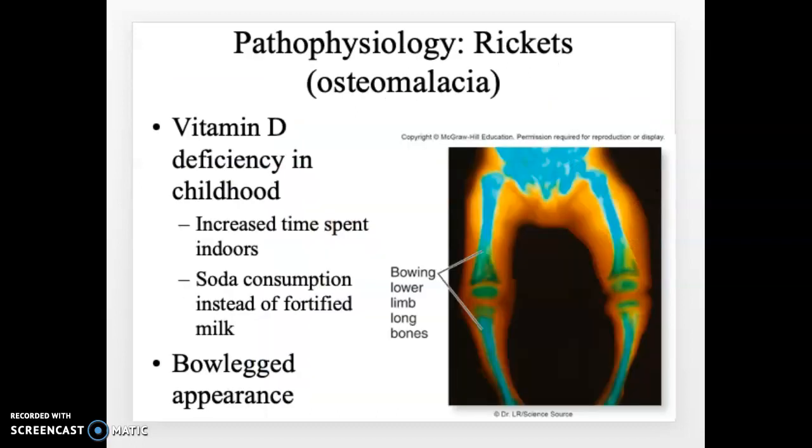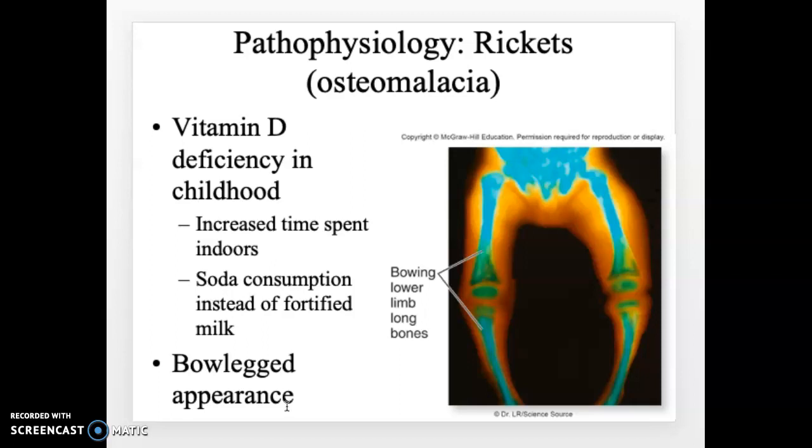Another disease is called rickets or osteomalacia. So kids that don't have enough vitamin D, like a serious vitamin D deficiency, end up with this kind of bow-legged appearance. And this is increasing now because of the amount of time that individuals are spending inside. They're not getting that sunlight to get that vitamin D.